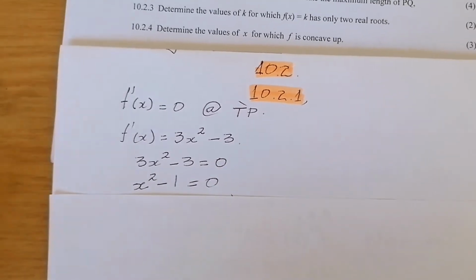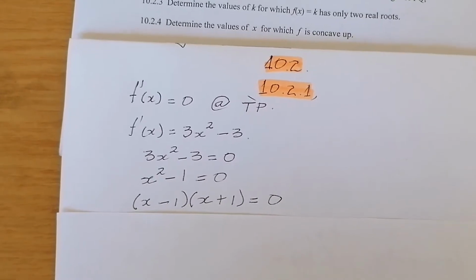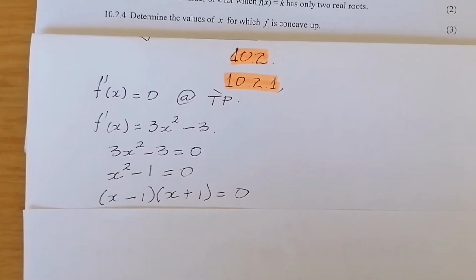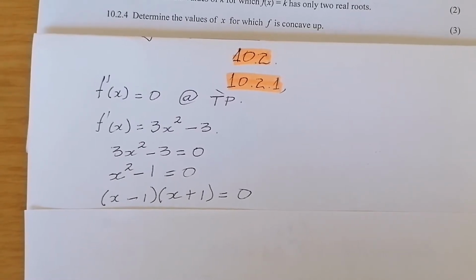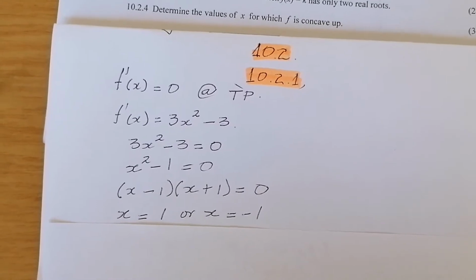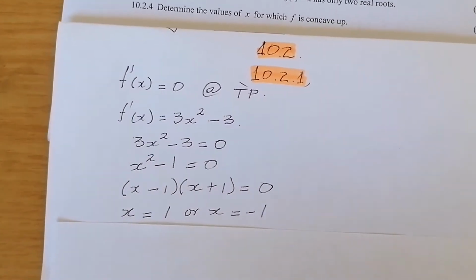Now I get the difference of 2 squares. Next step, I factorize the difference of 2 squares. I get the factors x minus 1 multiplied by x plus 1, which is equal to 0. That says to me x is 1 and x is minus 1.